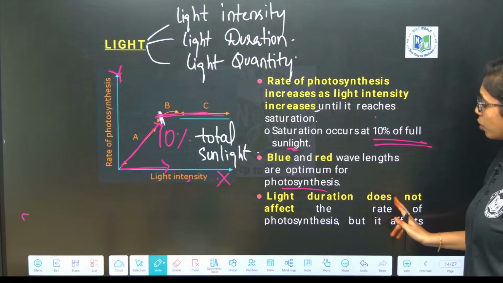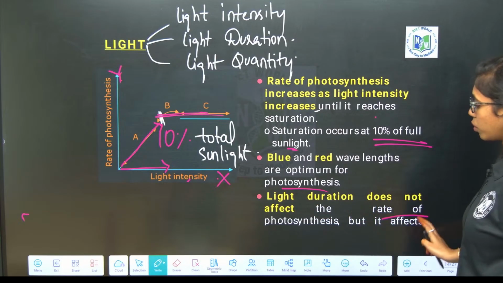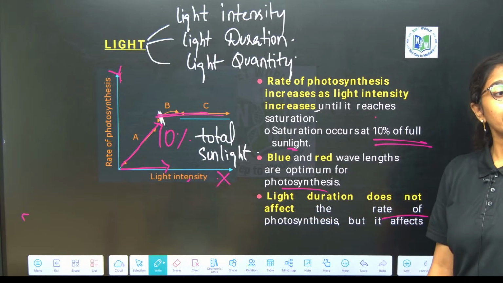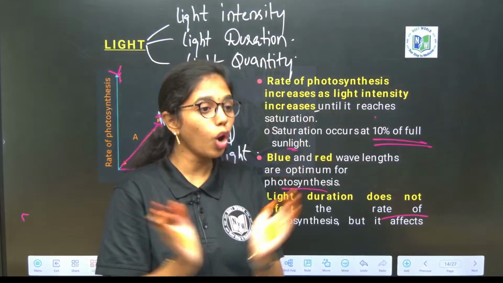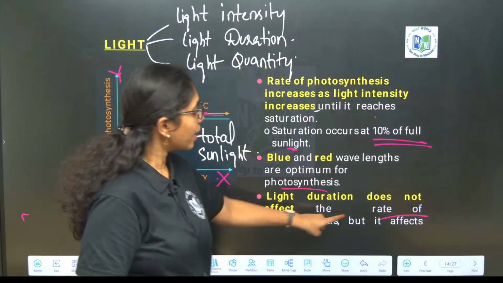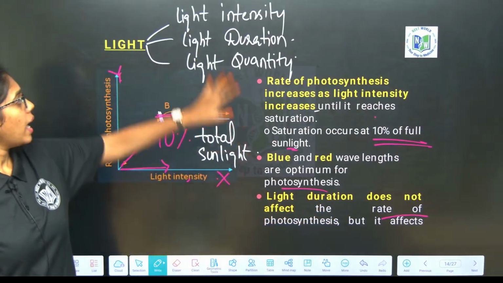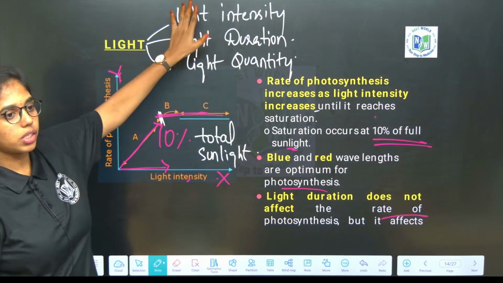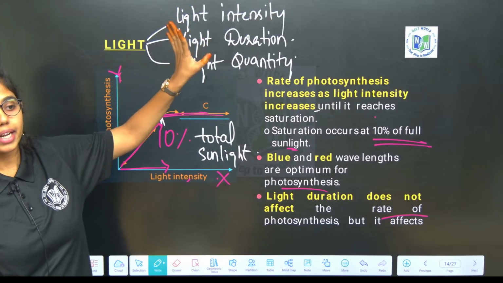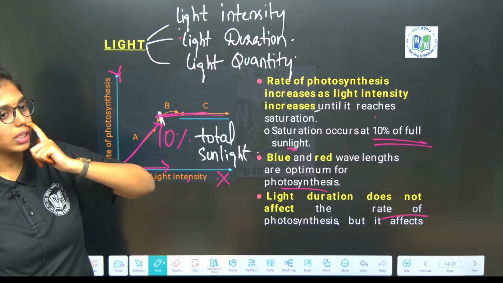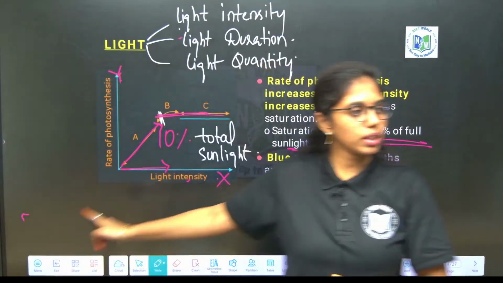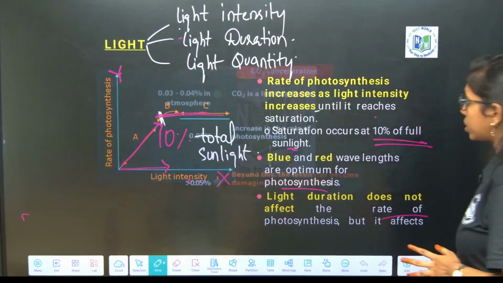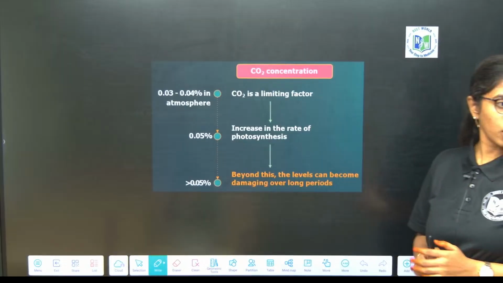Next, light duration does not affect the rate of photosynthesis, but it affects the entire process. Its effect is on the whole, but it is not affecting the rate of photosynthesis directly. Amongst these three components, which component of light is directly having its effect on rate of photosynthesis? Light intensity. Simple, right? Understood? Understood this graph? Yeah.